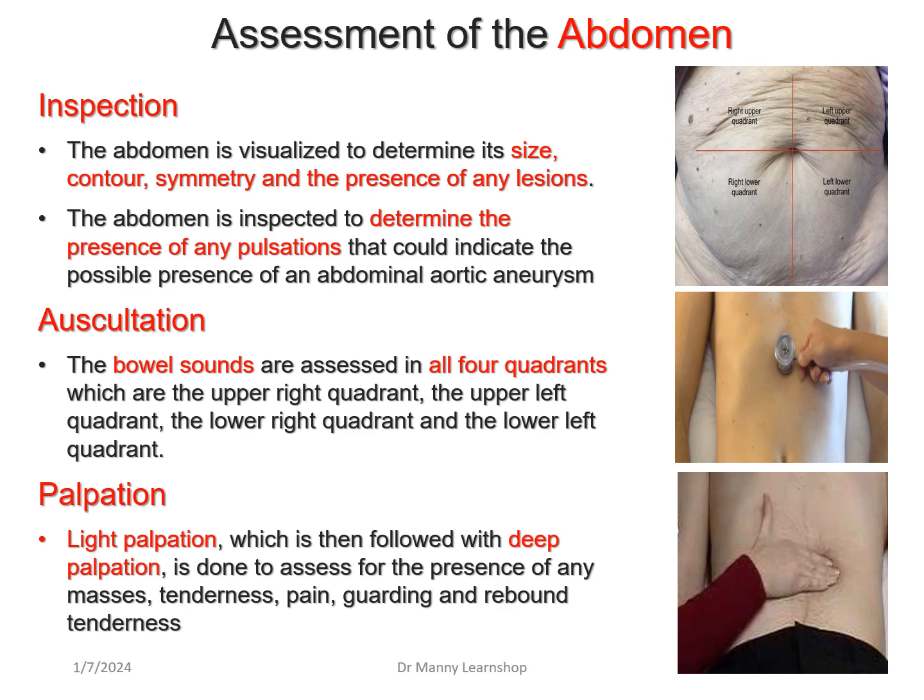Auscultation is done second. This is where bowel sounds are assessed in all four quadrants, which are the right upper quadrant, left upper quadrant, left lower quadrant, and right lower quadrant. Palpation is done third, which can be light palpation, typically followed by deep palpation to assess the presence of any masses, tenderness, pain, guarding, or rebound tenderness.